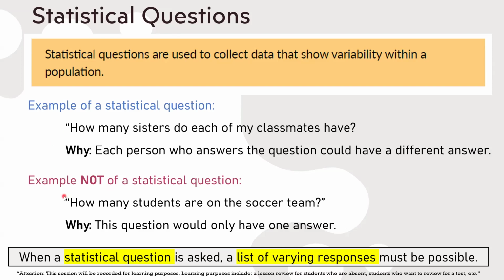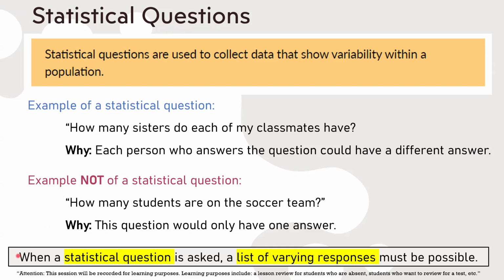The second one is not statistical. If we look at this one, it says, how many students are on the soccer team? Well, we can't really collect data on that because there's literally one exact answer. You just go to the soccer coach and ask how many people are on the team, and you get one answer. So we don't have a variety of answers or lots of different data points.